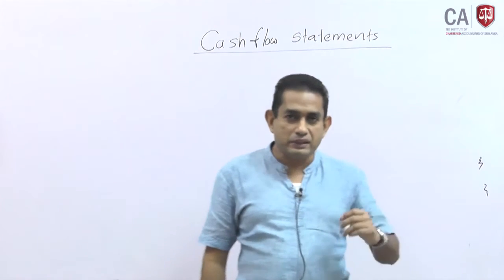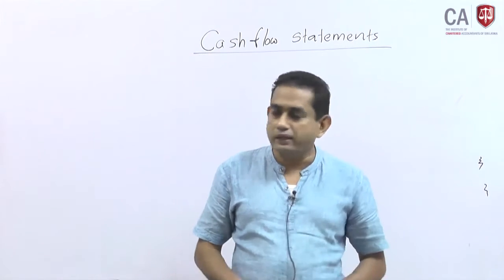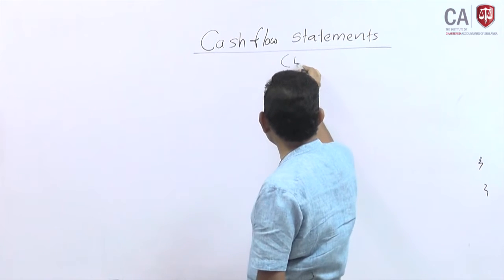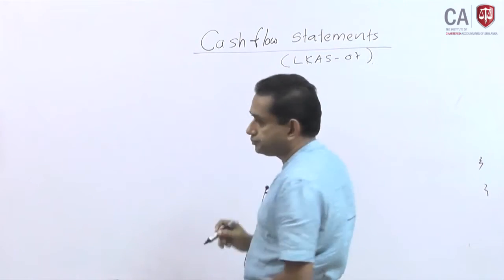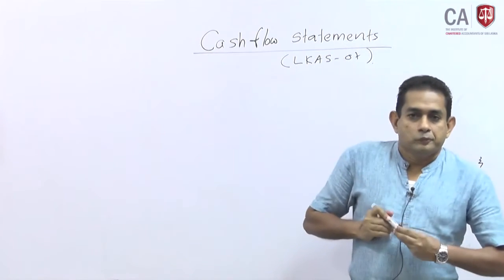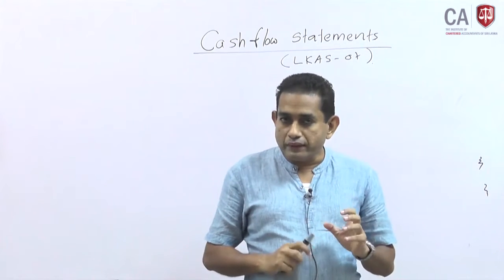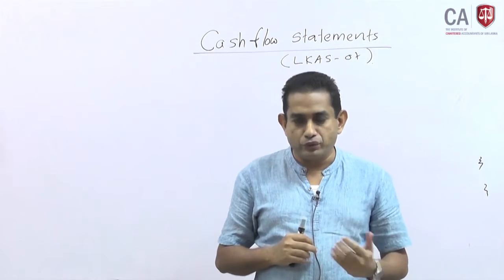This is read as the statement of cash flows now, and that is the name given by the standard. What is the relevant standard for the cash flow statement? It should be LKAS 7. Included in a complete set of financial statements should be a cash flow statement as well.